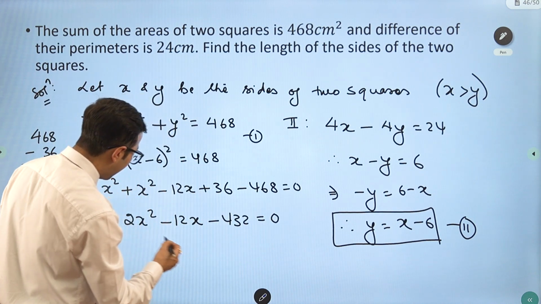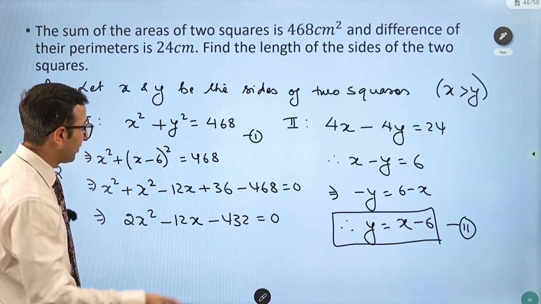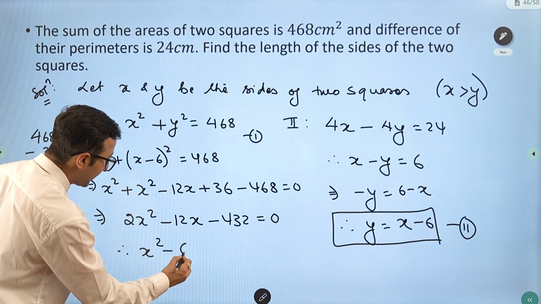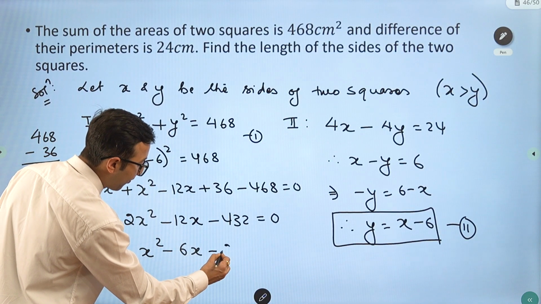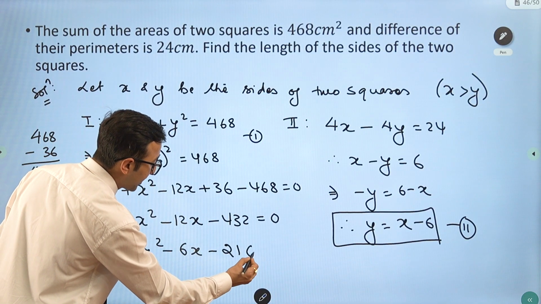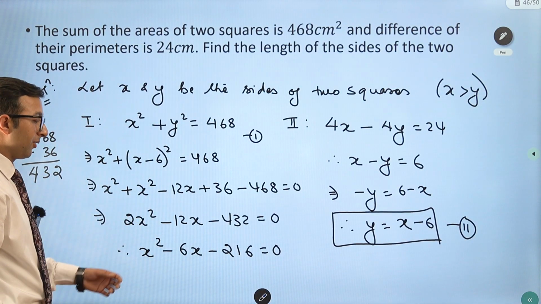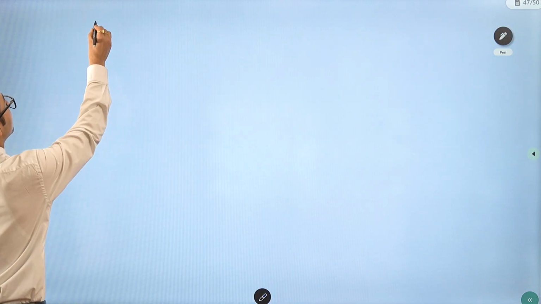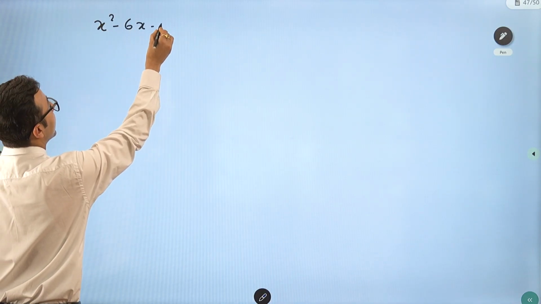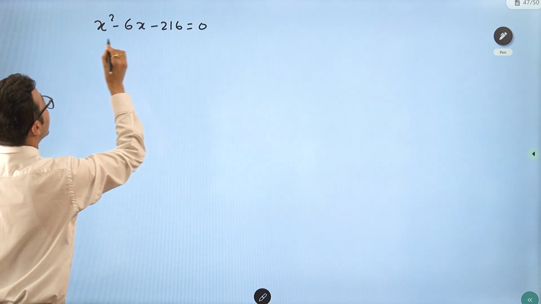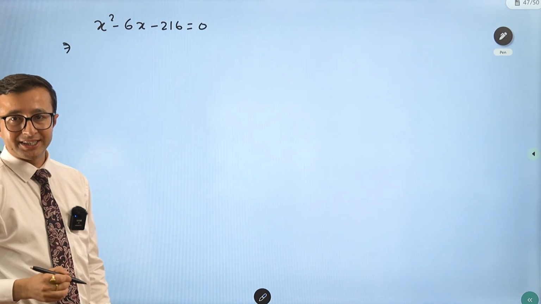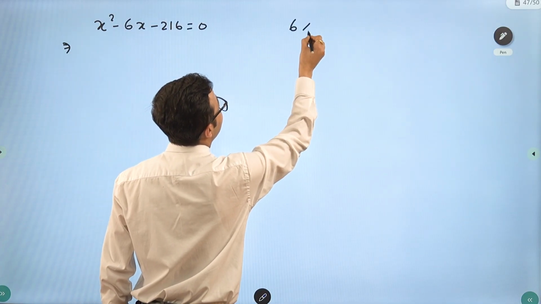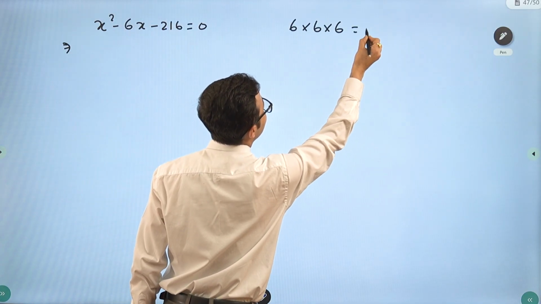You can see that all the numbers are even, so we will divide all the terms by 2, so we will get x square minus 6x minus 216 is equal to 0, since 2 into 2 is 4, 2 ones are 2, 2 sixes are 12, with 216 from 432. Now we have reached a quadratic equation: x square minus 6x minus 216 is equal to 0. If you remember, 216 is the cube of 6. That means 6 multiplied by 6 multiplied by 6 is 216.